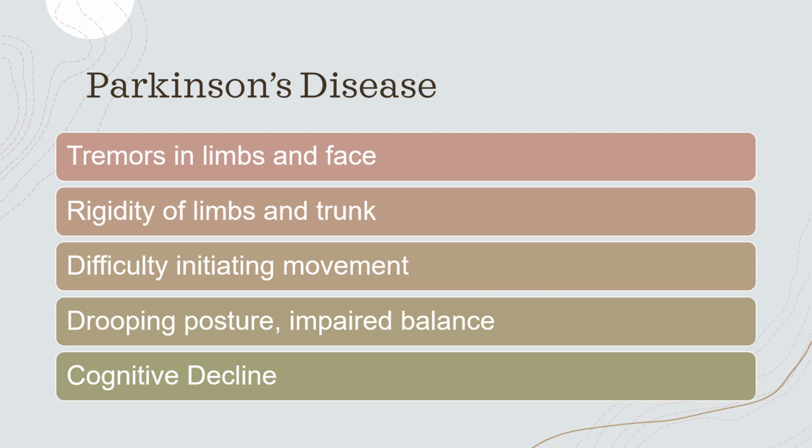They can also have rigidity in their limbs and trunk, so it may be very difficult for them to initiate movements. If they go to try to walk or do something, it's like their muscles are fighting against them almost. They may have a drooping posture and impaired balance, so that can contribute to lots of difficulties walking. They're more likely to fall over. But then they also experience some cognitive decline as well, again in all those areas that we've already talked about.